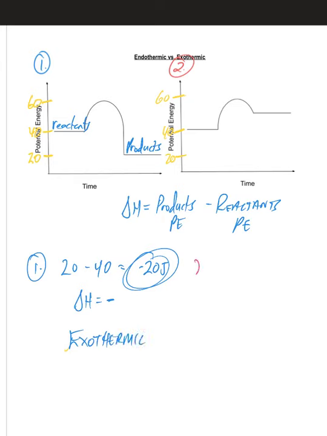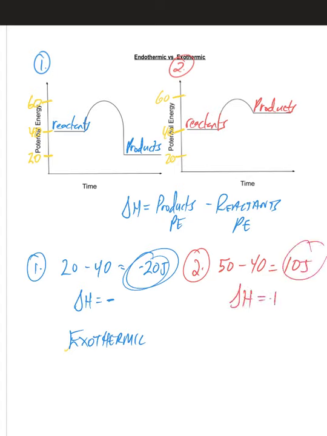Now with our other graph, graph number 2, here are our products, here are our reactants. And if I calculate delta H this time, I'm going to do products minus reactants. That'd be about 50 minus 40. That gives me a positive 10 joules. That is the delta H. And if delta H is positive, then you know more energy is absorbed and it's an endothermic process.